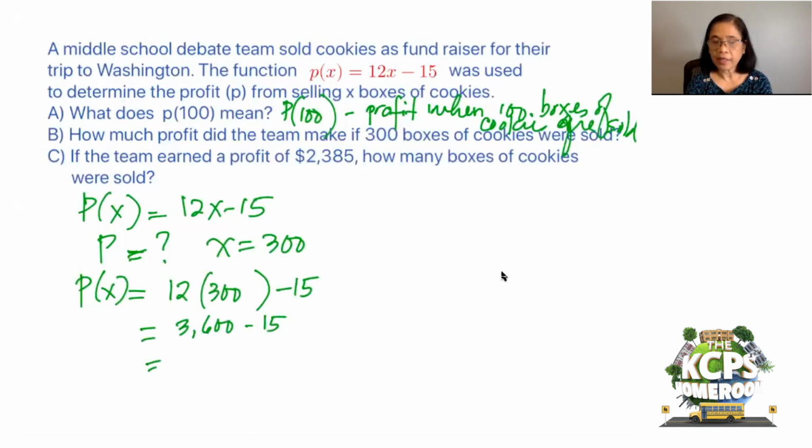And simplifying, this will give us 3,585. So our interpretation: the profit earned when X is 300 is $3,585.